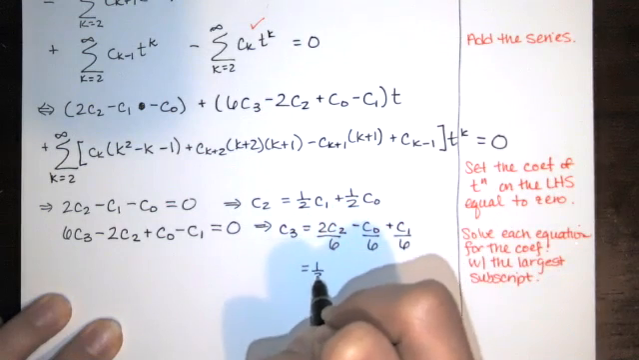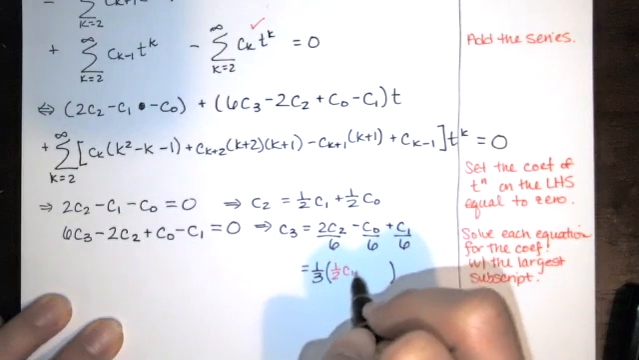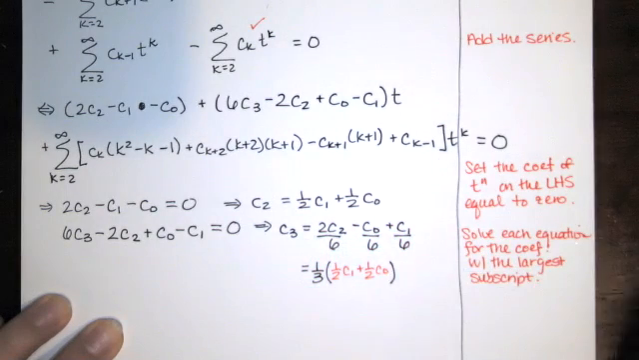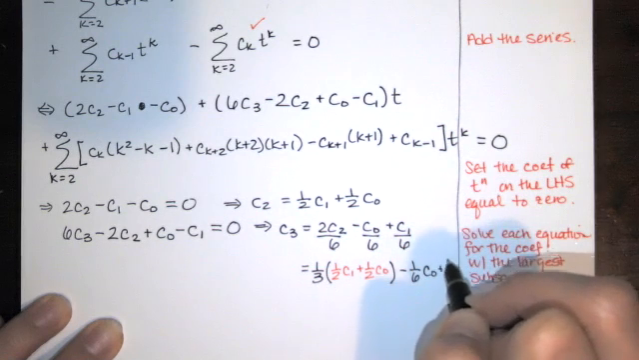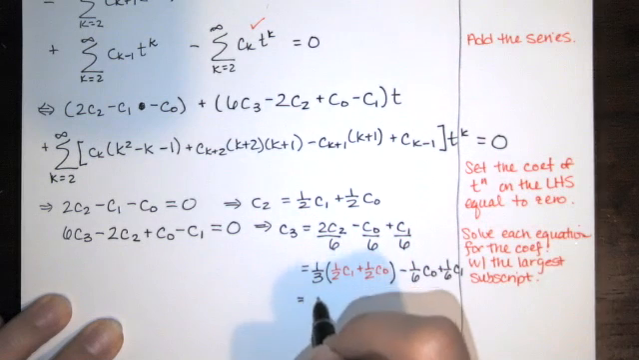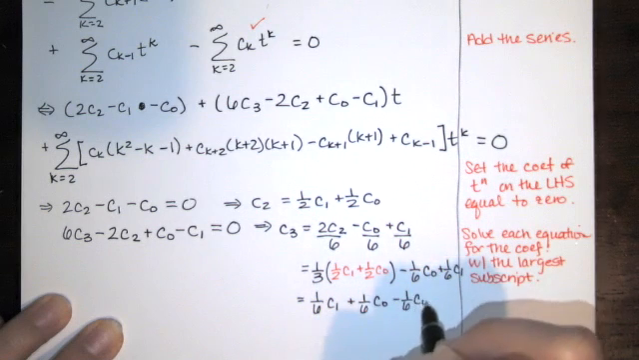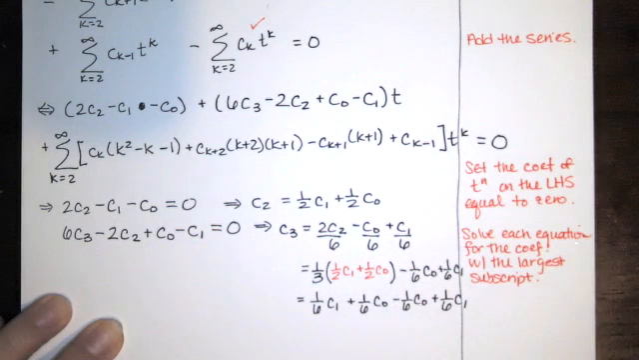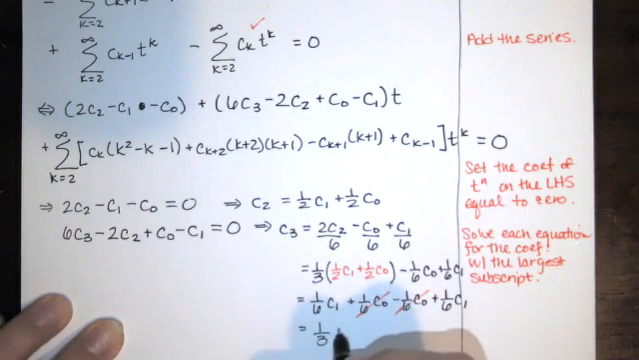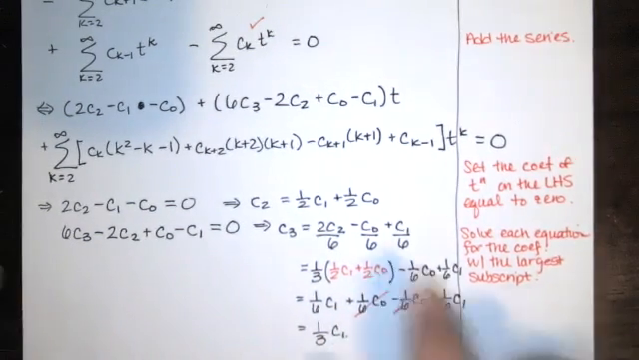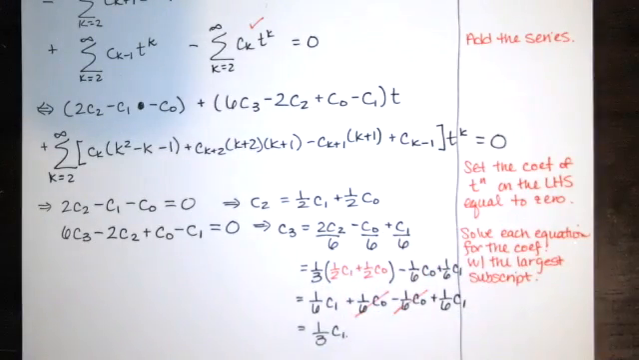So that's 1/3 times c sub 2, but c sub 2 happened to be 1/2 c sub 1 plus 1/2 c sub 0. And then we're subtracting 1/6 c sub 0 and adding 1/6 c sub 1. So we end up with 1/6 c sub 1 plus 1/6 c sub 0 minus 1/6 c sub 0 plus 1/6 c sub 1. Those reduce. We end up with 2/6 c sub 1, which is the same as 1/3 c sub 1. Okay, so we've got c sub 2 in terms of c sub 1 and c sub 0, and we've got c sub 3 in terms of c sub 1.